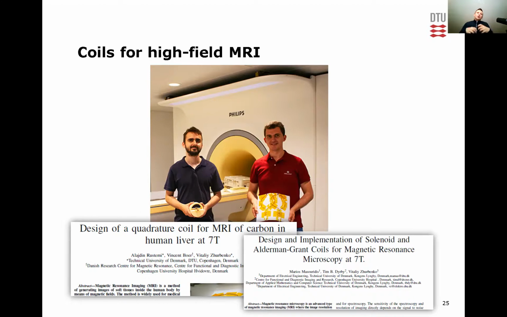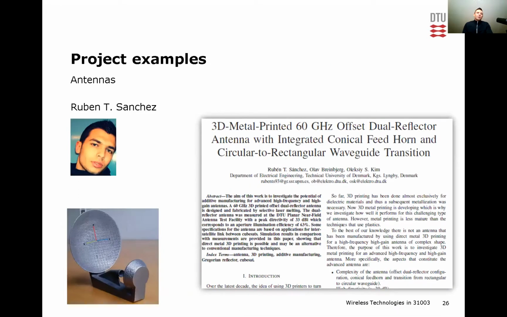We also like to use new technologies in fabrication of our devices. Ruben has used so-called additive manufacturing technology, 3D printing in metal, to fabricate his antenna. And the results were so nice that it was actually decided to publish it as a conference paper.